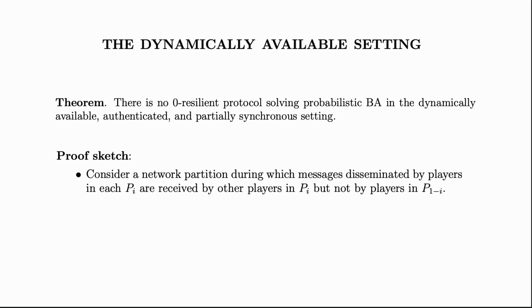Okay, and then what we do is consider a network partition, during which messages disseminated by players in each Pi are received by other players in Pi, but not by players in P(1 minus i). So if you're in P0, any message you disseminate, for the duration of this network partition, is received by players in P0 at the next time slot, let's say, but not by players in P1 until after the network partition is over. And similarly, if you're in P1, every message you disseminate is received by the players in P1 at the next time slot, say, but not by players in P0 until the network partition is over.